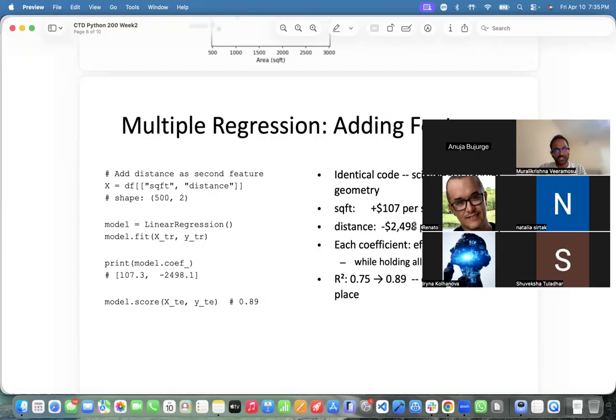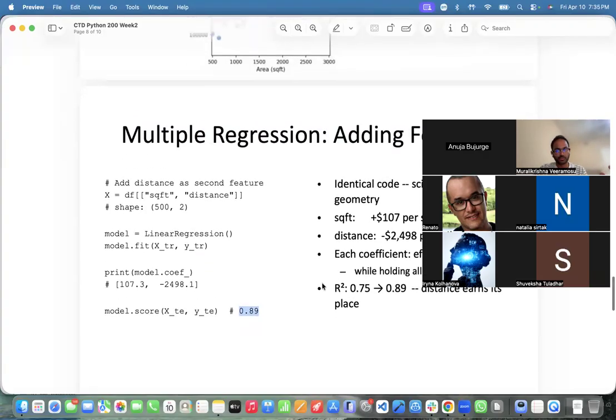So with the addition of one more feature called distance, our model is performing better. Its R2 is 0.89. I mentioned R2 should be as close to 1 for the best model, right? So R2 went from 0.75 to 0.89 after adding distance. When it had only square feet as a feature, it was at 0.75. So this is basically an example of multiple regression. When we give two features, it's an example of multiple regression.